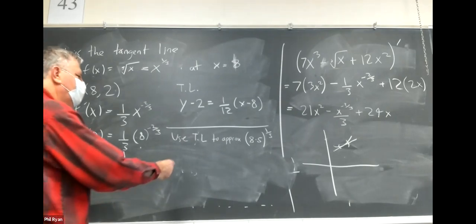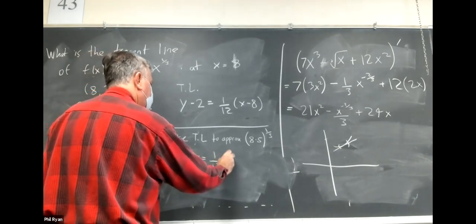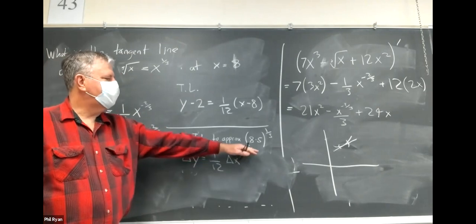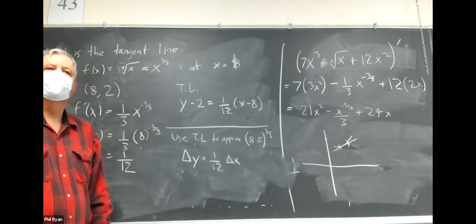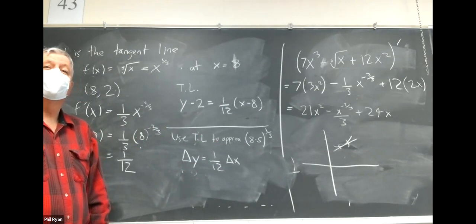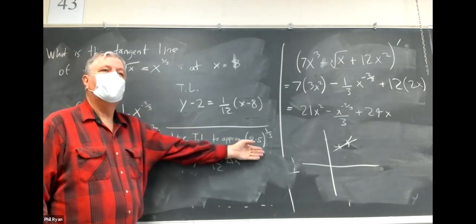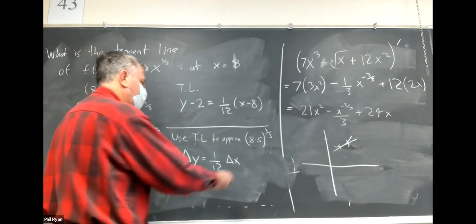Okay, so we know delta y is 1/12 delta x. In this situation here, what is delta x? What's our base point? Our base point is 8. We want to do it at 8.5, so what's our delta x? 0.5, exactly.